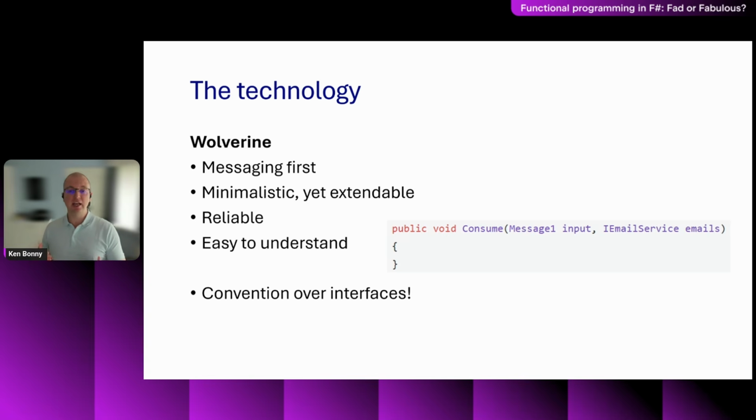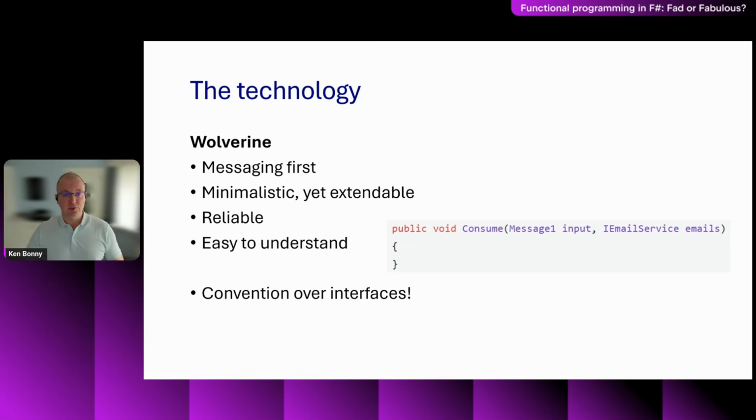And this gives it a nice tie-in with F# functions, because Wolverine allows us to not just specify the message that we're handling, but it can also do method injection. So the email service of this consume function will be injected through the dependency injection framework. And I will be using that in my F# code quite a bit, because it is very convenient.